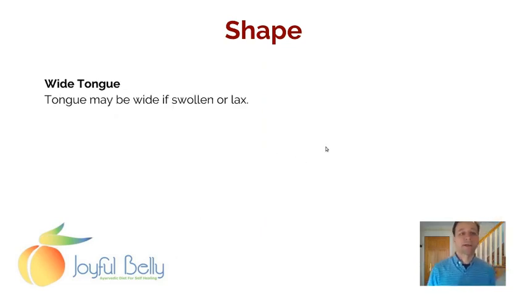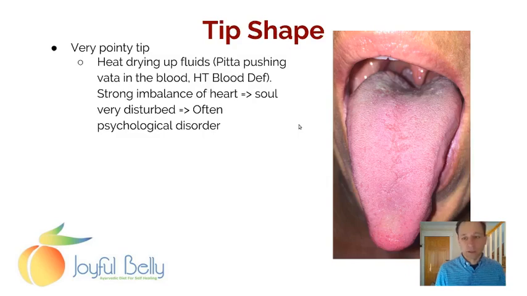A wide tongue. The tongue may be wide if it's swollen or if it's lax, or it could just be the musculature of the tongue as well. Some people have a naturally wide tongue, but if the tongue is wide because it's swollen or because it's lax, then that's pathological.